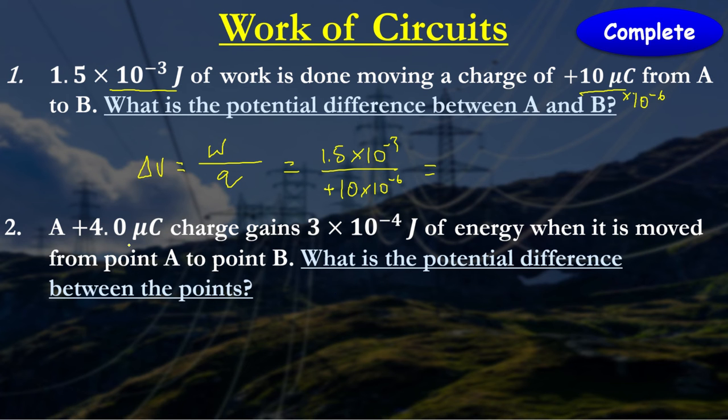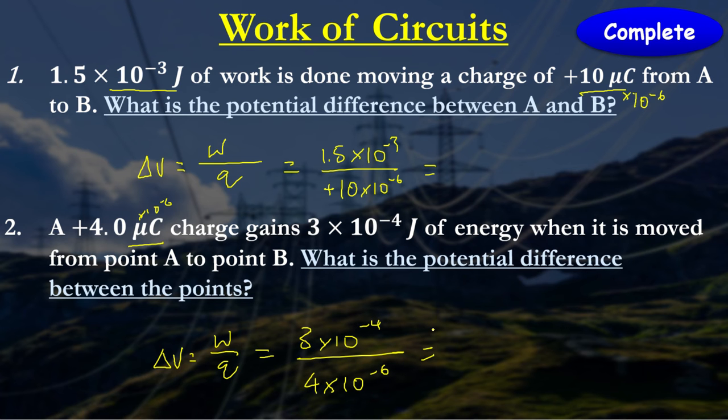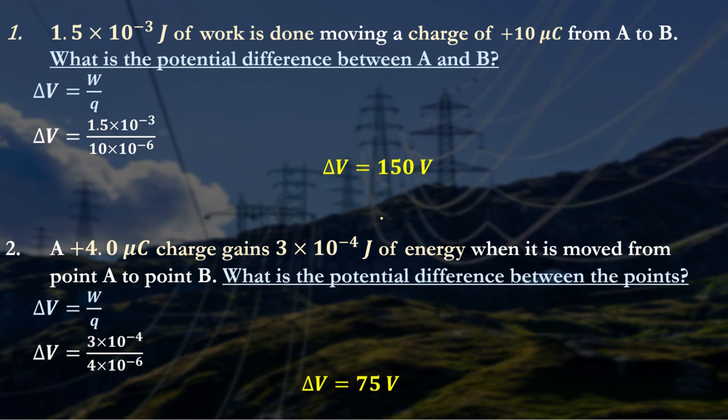The second question, again, we have microcoulombs, so if we substitute that into our equation again, that's the value we have here. So let's check our answers. The value we get for the first question would have been 150 volts. The second one would have been 75 volts.